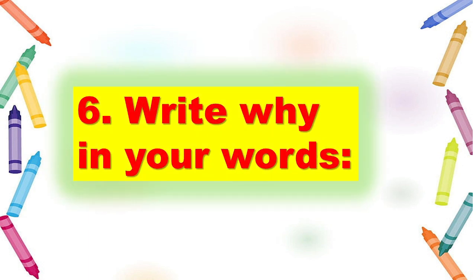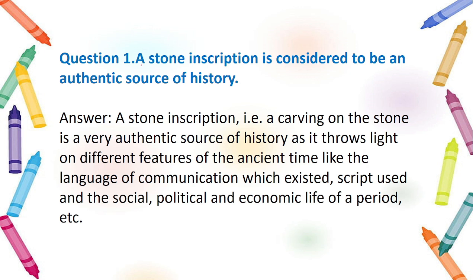Next is the sixth question. Write why in your own words. So we have to write why. First question: a stone inscription is considered to be an authentic source of history. Answer: a stone inscription, that is a carving on stone, is a very authentic source of history, as it throws light on different features of the ancient time, like the language of communication, the script used, and the social, political and economic life of a period, etc.